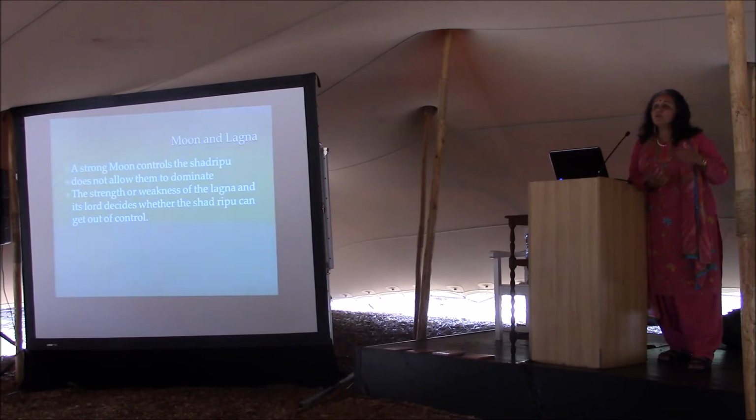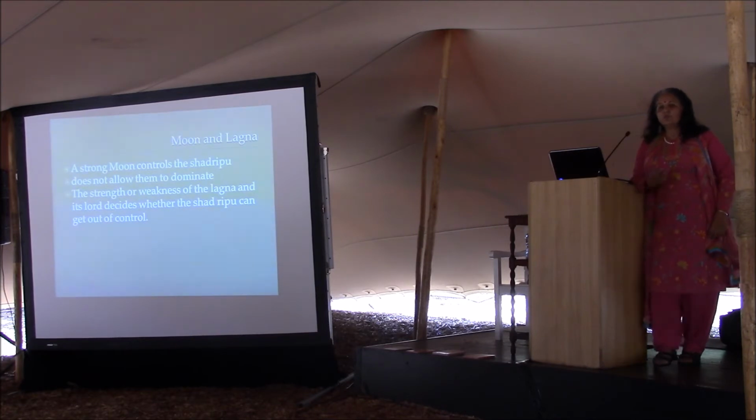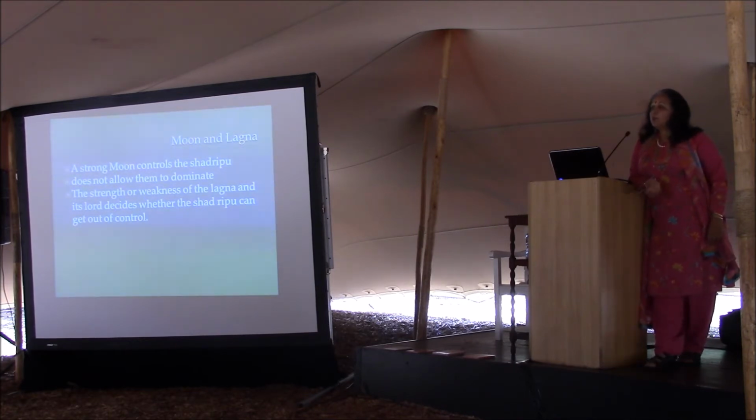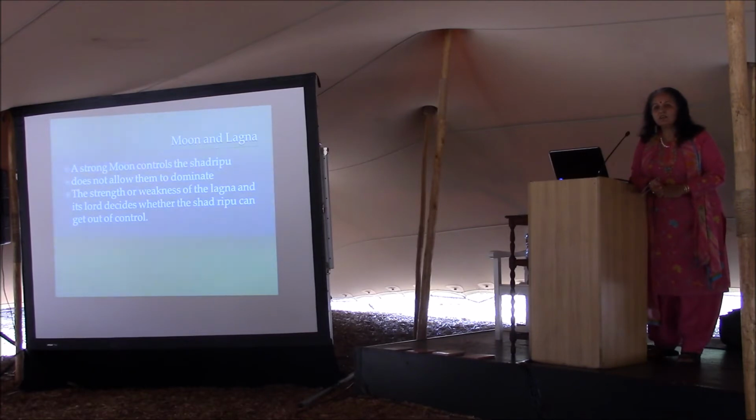If you've got a strong sun, you have a strong ascendant, then you are master of your illness. If those things are weak, then the illness can take hold of you because you have a low immune system. So you have to see the balance. But if the 6th house is very powerful, the weaknesses can dominate.